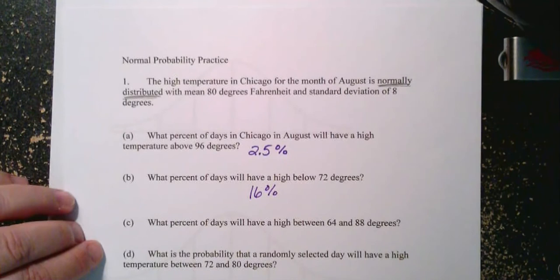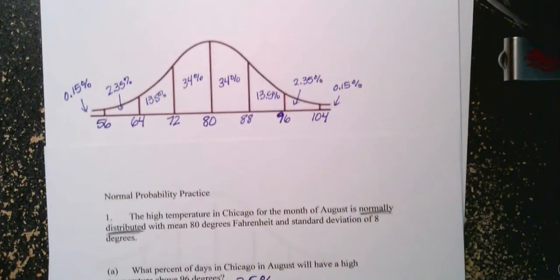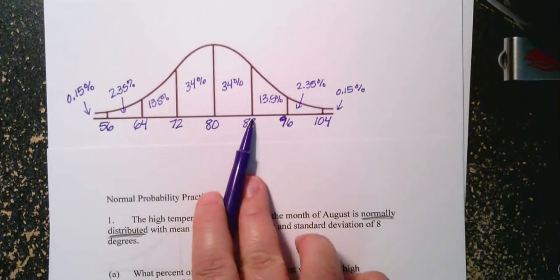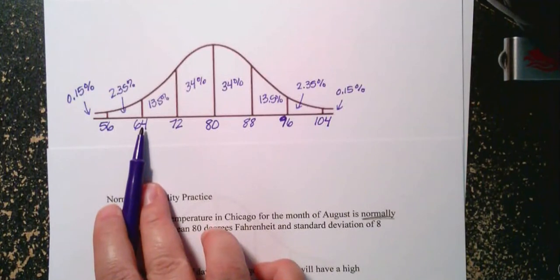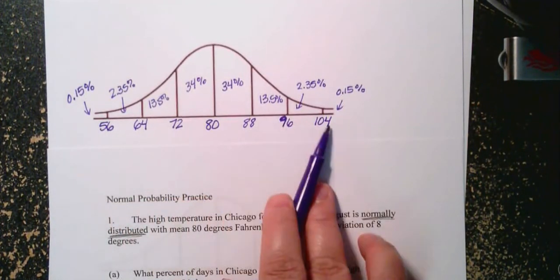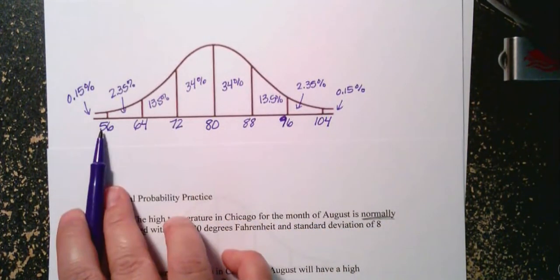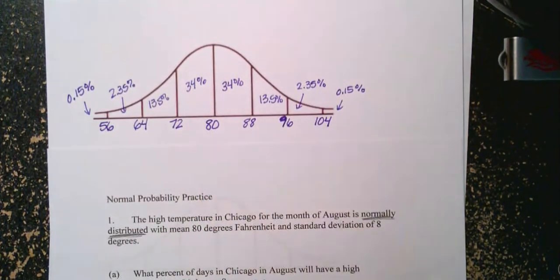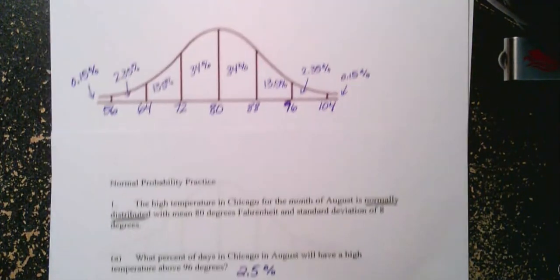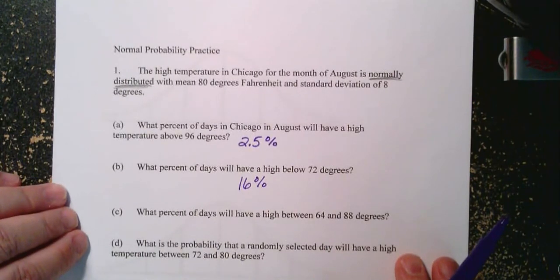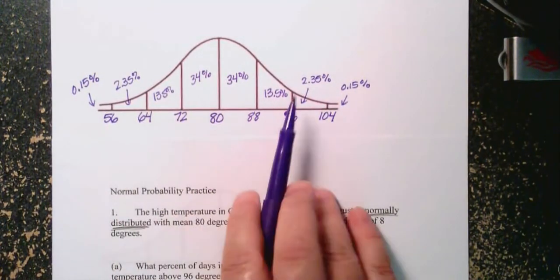Part C, what percent of days will have a high between 64 and 88 degrees? Notice that all the questions are asking me about numbers that are right here. If you are asked a question about numbers that are not the ones you found by doing 1 standard deviation, 2 standard deviations and 3 standard deviations, you're being asked to do something a little different, and that is use a z-score. That's going to be a separate video. Just keep in mind that if you're asked something other than about these numbers, you're probably going to need a z-score.